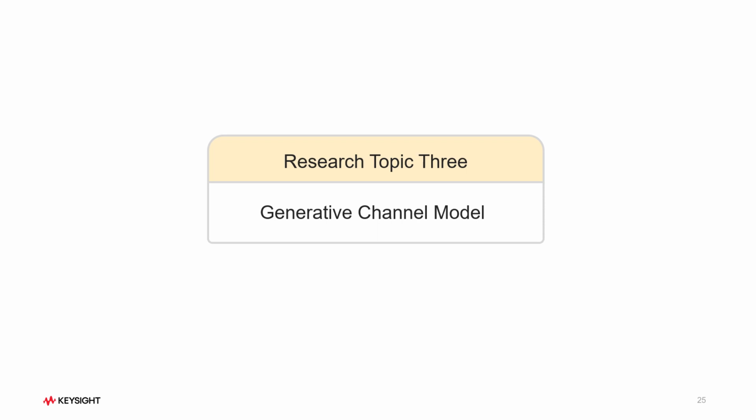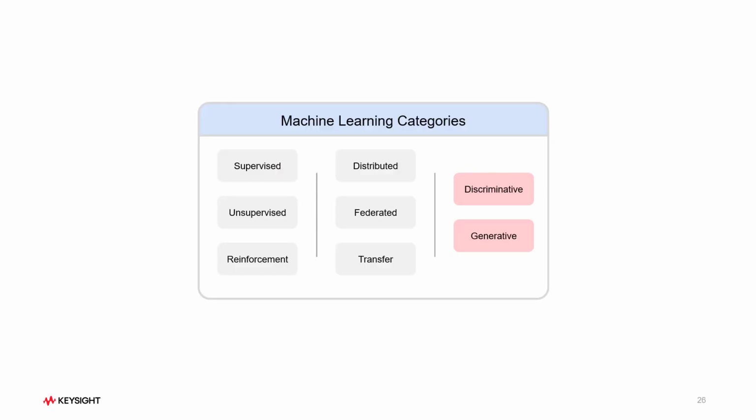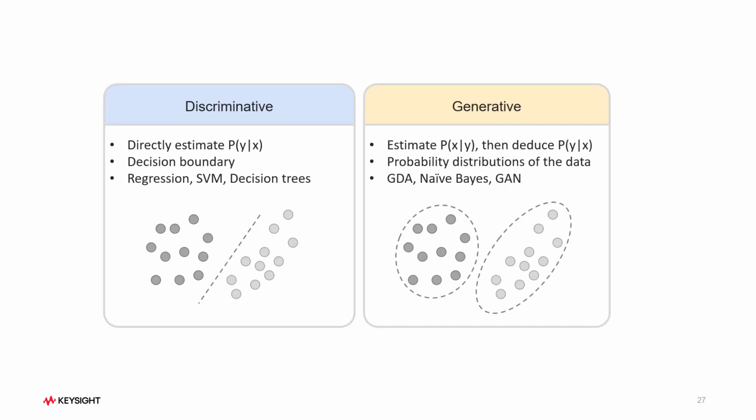Now let's transition to our final research subject, which is the generative channel model. Here's another way to categorize machine learning techniques: discriminative and generative learning. Discriminative learning focuses on learning the boundary that separates different classes or categories in a dataset. It aims to directly model the conditional probability distribution, P of y given x, where y represents the class label or outcome, and x represents the input feature or data.